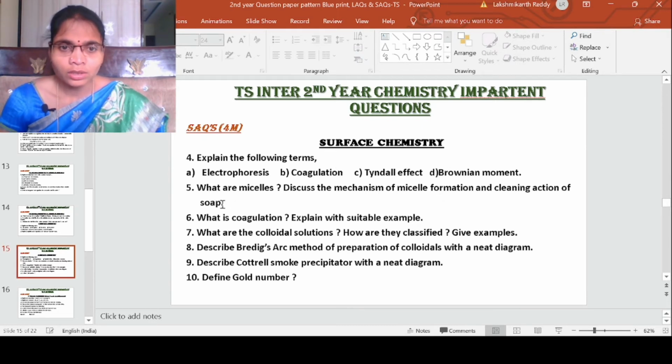Okay. So what are micelles? Discuss the mechanism of formation of micelle and cleaning action of soap. What is coagulation? Give suitable examples. What are colloidal solutions? How are they classified? Give examples. Peptization method for preparation of colloidal solution. Cottrell smoke precipitator with neat diagram. Gold number: define gold number.